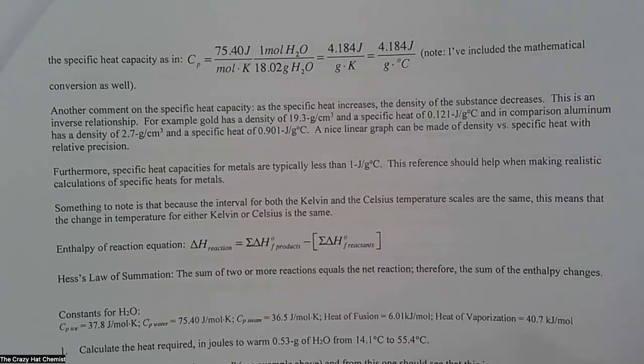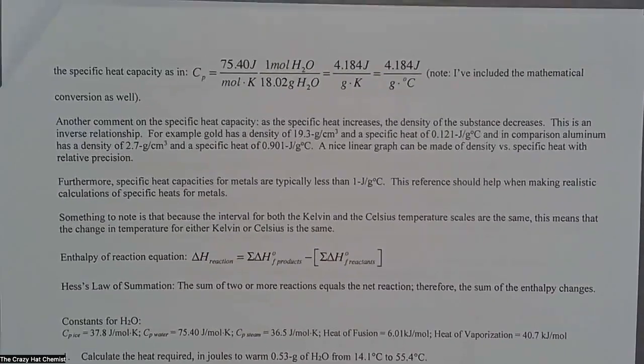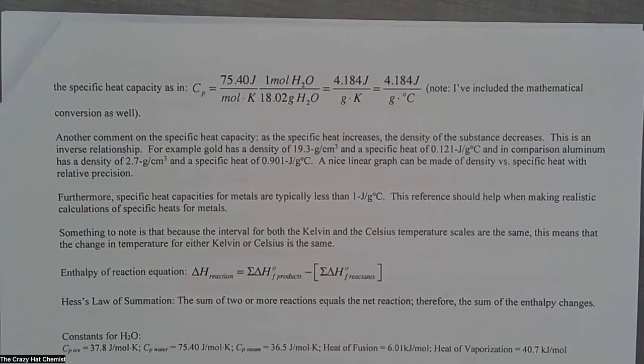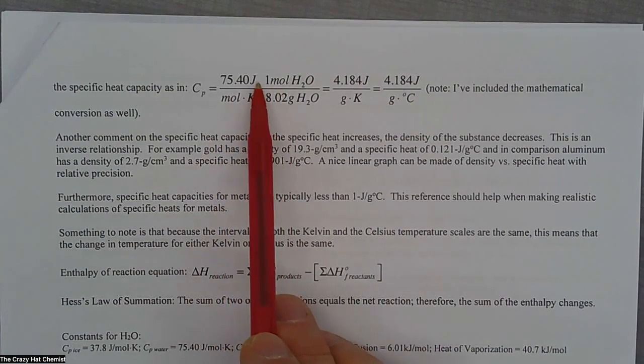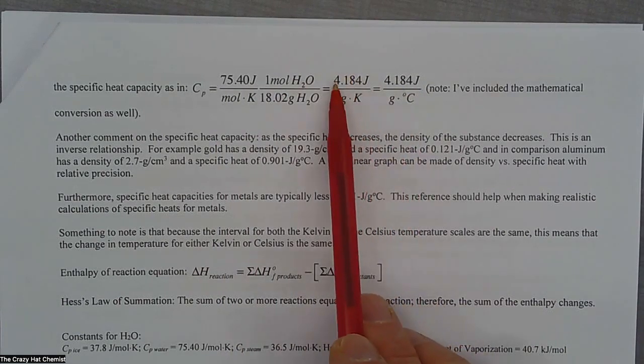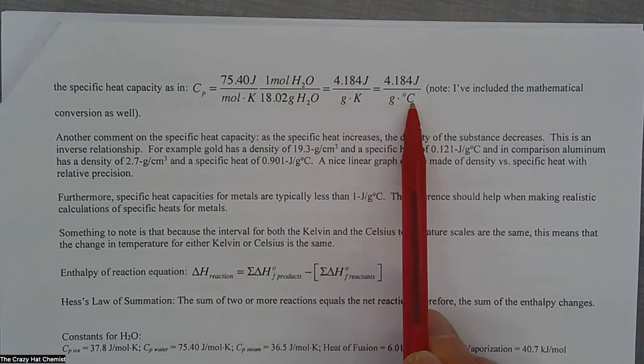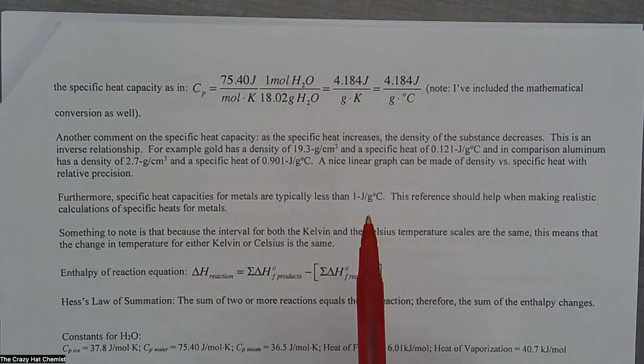So the other information is I'm going to change that molar heat capacity for water to information that is familiar to you, which is 4.184 joules per gram Kelvin or 4.184 joules per gram degree Celsius. Again, the change in temperature for degree Celsius and Kelvin is actually the same. So we're pretty good with that.